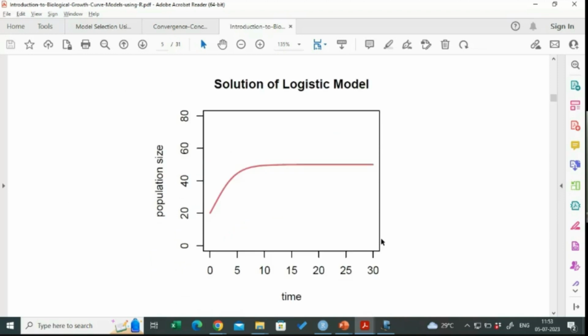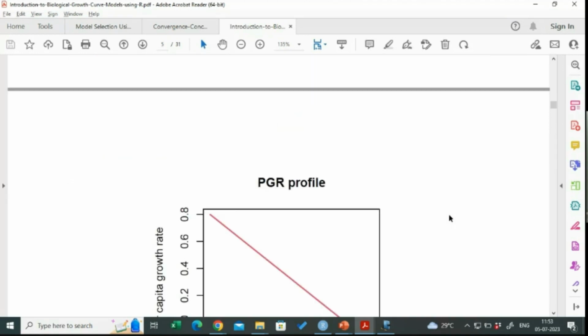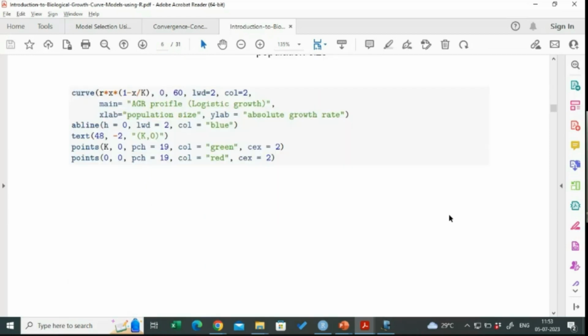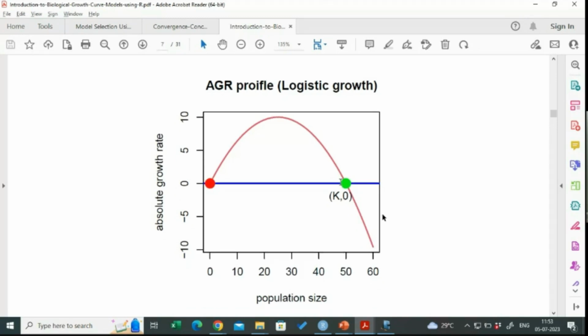So for example, this is the solution which is given to you. In the following code, we can draw the absolute growth rate and relative growth rate profile also. This is the per capita growth rate, and this turns out the absolute growth rate. These are the common pictures that mathematical biologists draw, where the blue or green color means this is a stable equilibrium, so the population is going to settle down over here, and this is called an unstable equilibrium. If we start very close to 0, then the population size will be shifting away from the point 0.